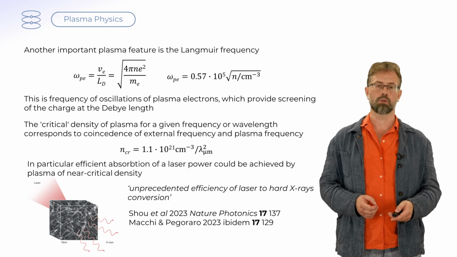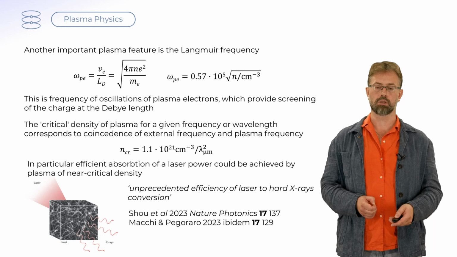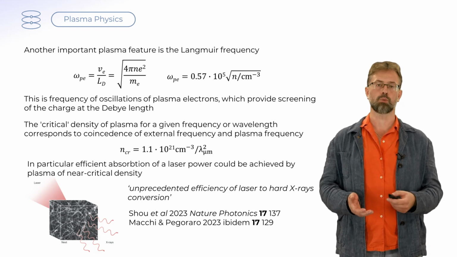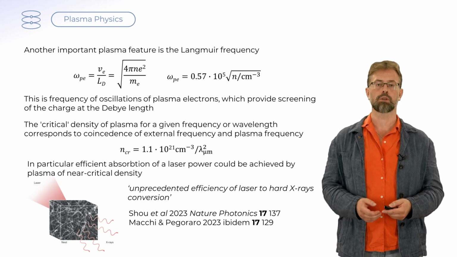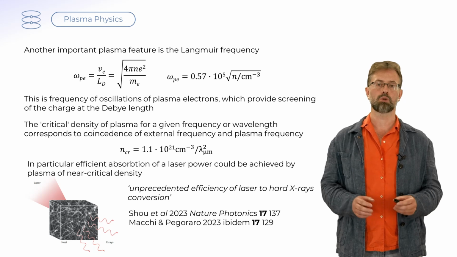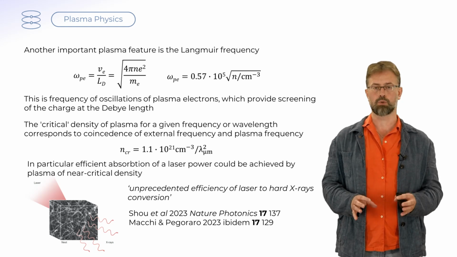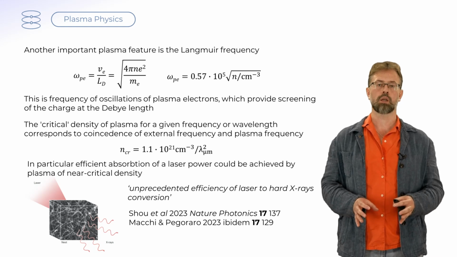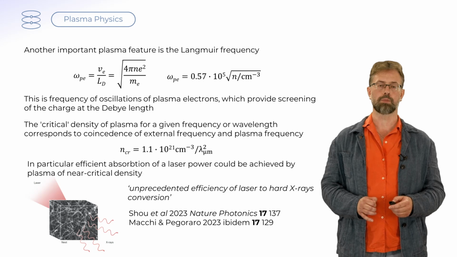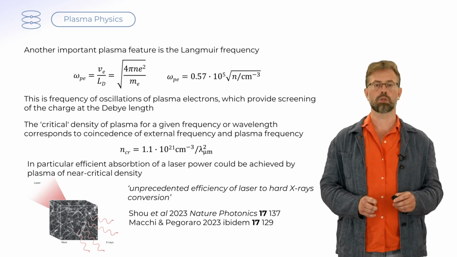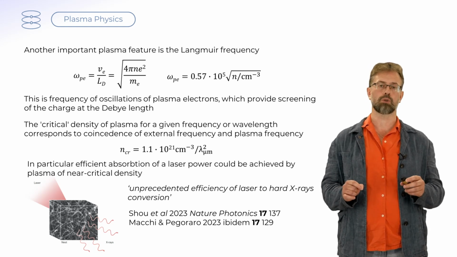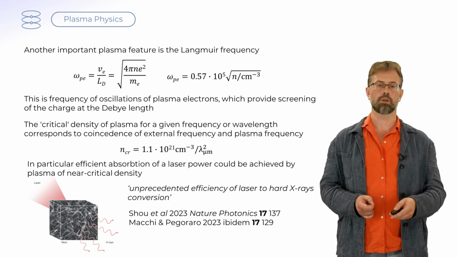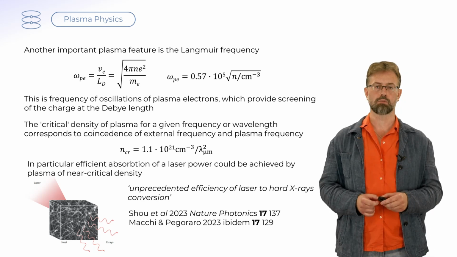In particular, for optical wavelength, one can see that the density is about 10 to the 21 per cubic centimeter. This is more than tenfold larger than atmospheric pressure gas density and substantially lower than solid state density. So for effective absorption, one needs to use some porous material. It was done recently by using carbon nanotubes. It was a nest of carbon nanotubes that was irradiated by an intense laser with femtosecond duration and large intensity. And it was found that there is very good conversion from the energy of the laser into hard X-rays. You can see here the references to modern articles from the previous year.